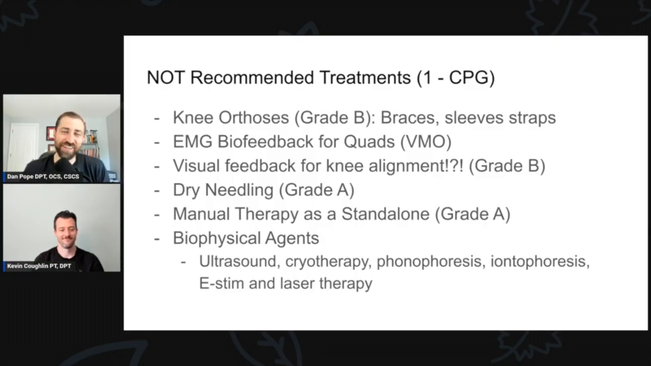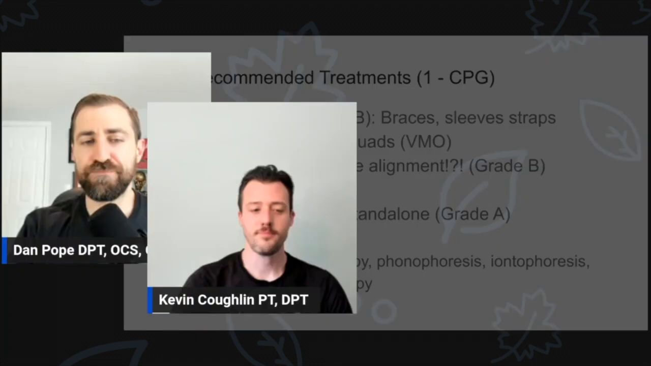So it's a definite non-use. Manual therapy as a standalone, same thing, grade A evidence. Make sure you don't use it on its own. And then our favorite biophysical agents that often make the list of don't use recently: ultrasound, cryotherapy, phonophoresis, iontophoresis, e-stim, and laser therapy. These are not bad treatments, but at least for patellofemoral pain, looks like they're not really indicated. Any final thoughts there, Kevin?